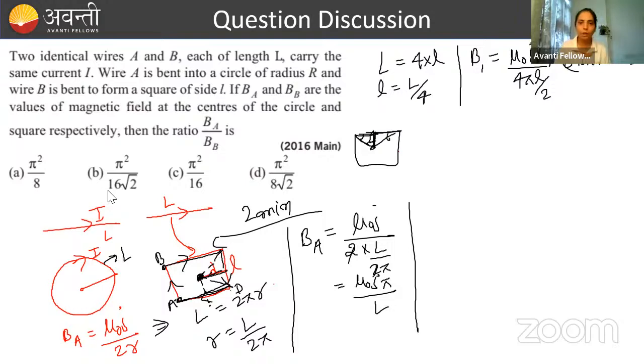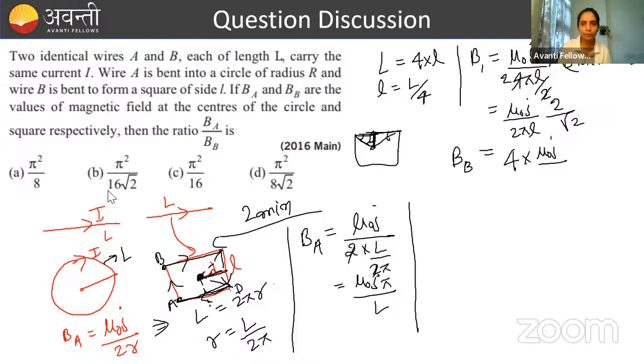Now if you solve it, mu naught I by 2 cancels, so this is 2 pi L. Sine 45 is 1 by root 2, plus 1 by root 2, so that is 2 by root 2. Done. And if we have to calculate the total value of B, we will multiply this by 4. 4 into mu naught I by 2 pi l into 2 by root 2. So this is going to be 2, and this is 2 root 2, right?